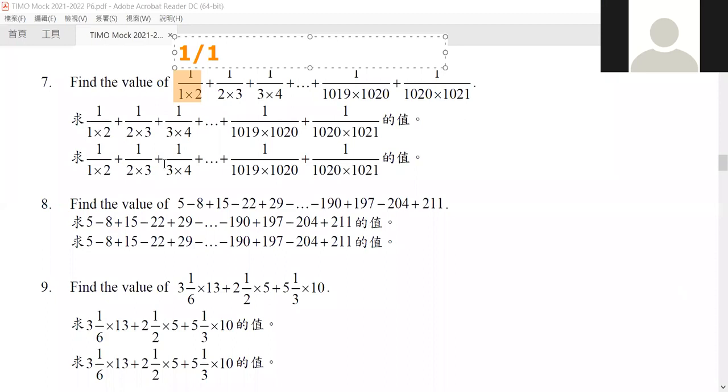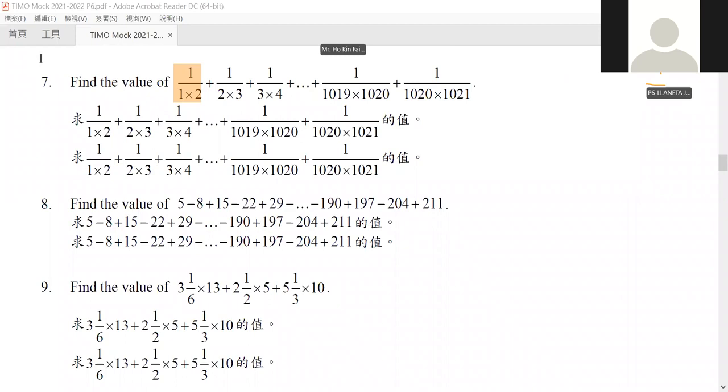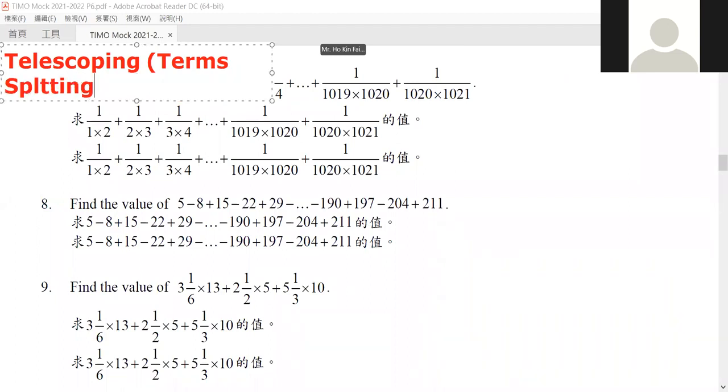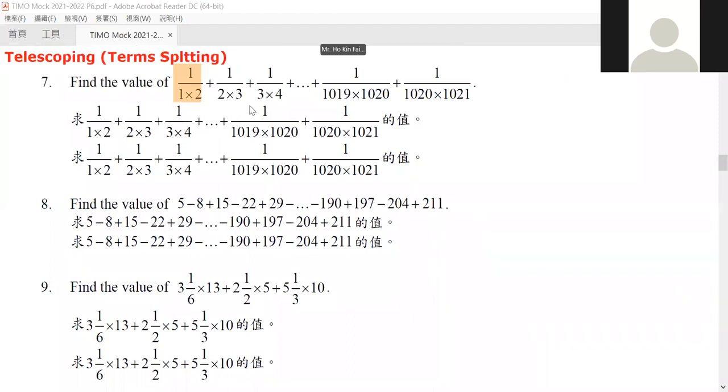Yes, this is something that I would like to mention now. This method is called telescoping. I don't know why this is called telescoping, but this is the name of the technique. Sometimes we call it term splitting. We split this rational number into several different terms. For example, for our first term, 1 over 1 times 2, we can split this term into two parts. It's 1 over 1 minus 1 over 2.